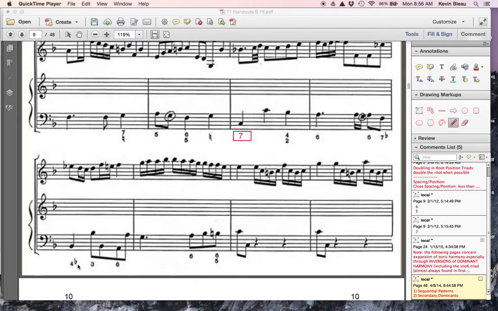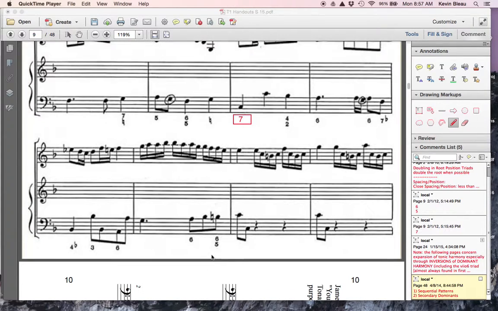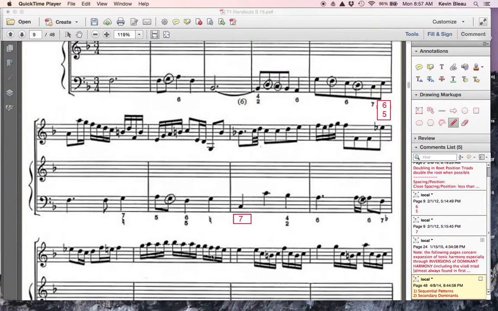Okay, now 4 to 3 is what we call a suspension. It could even be an accented passing tone, depending on how it's voiced. But anyway, this is telling you that the fourth here is going to the third here over the same bass note, B flat. So this is called a 4-3 suspension. And over here, this is a G7 chord. It's a first inversion of a 7th chord. All right, so how would that look?